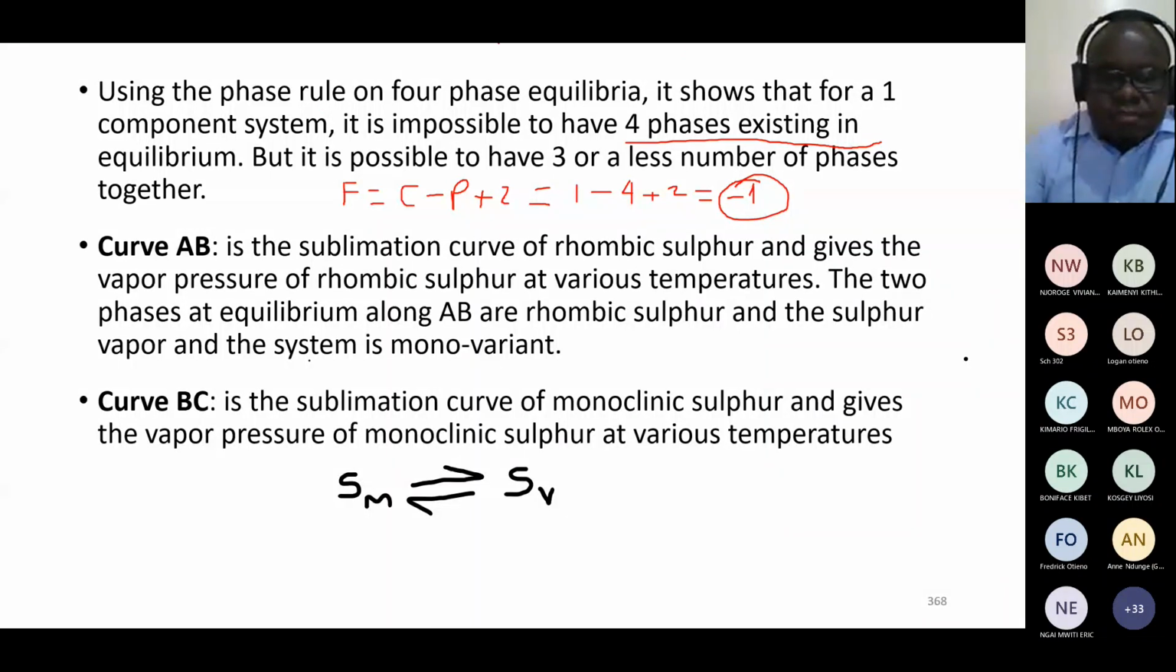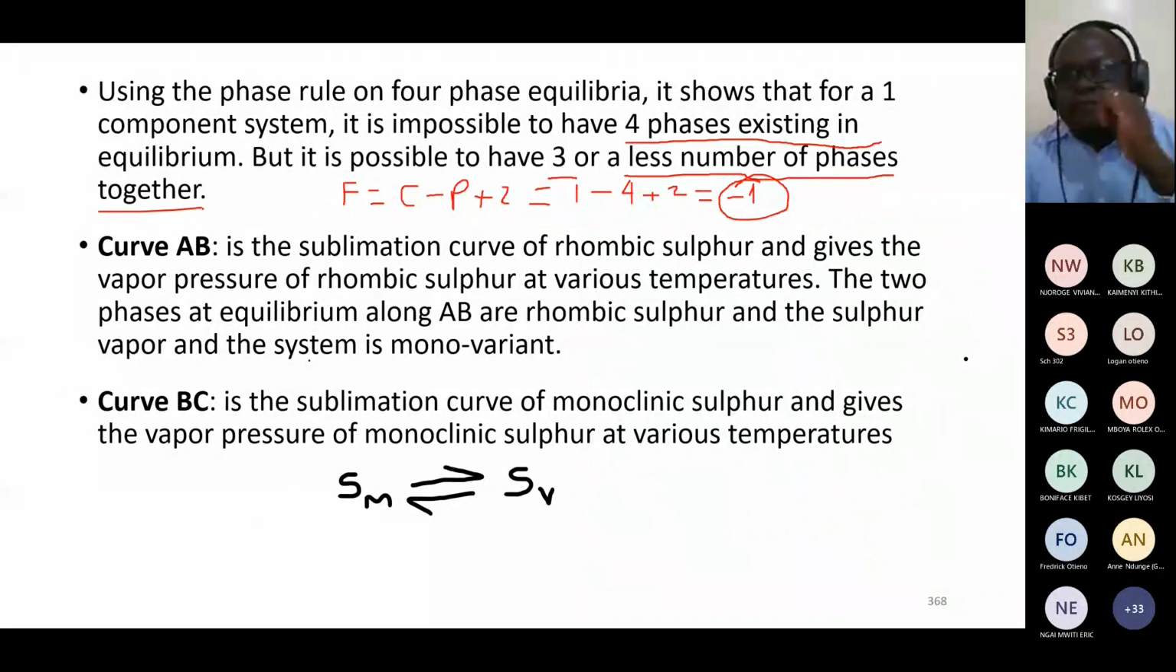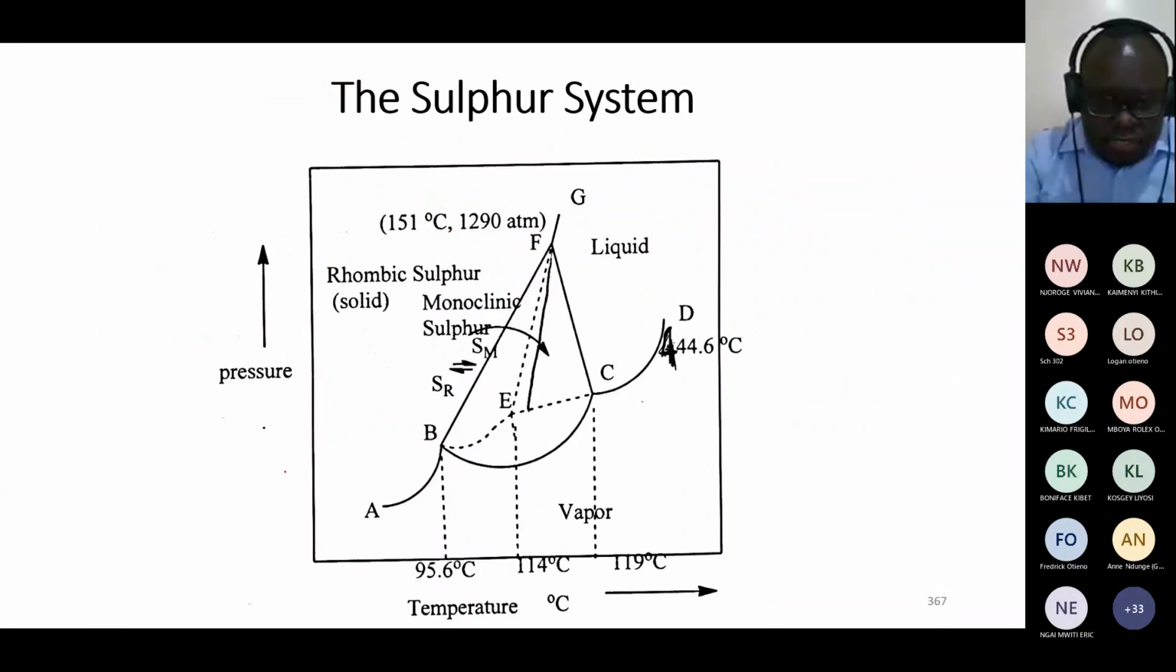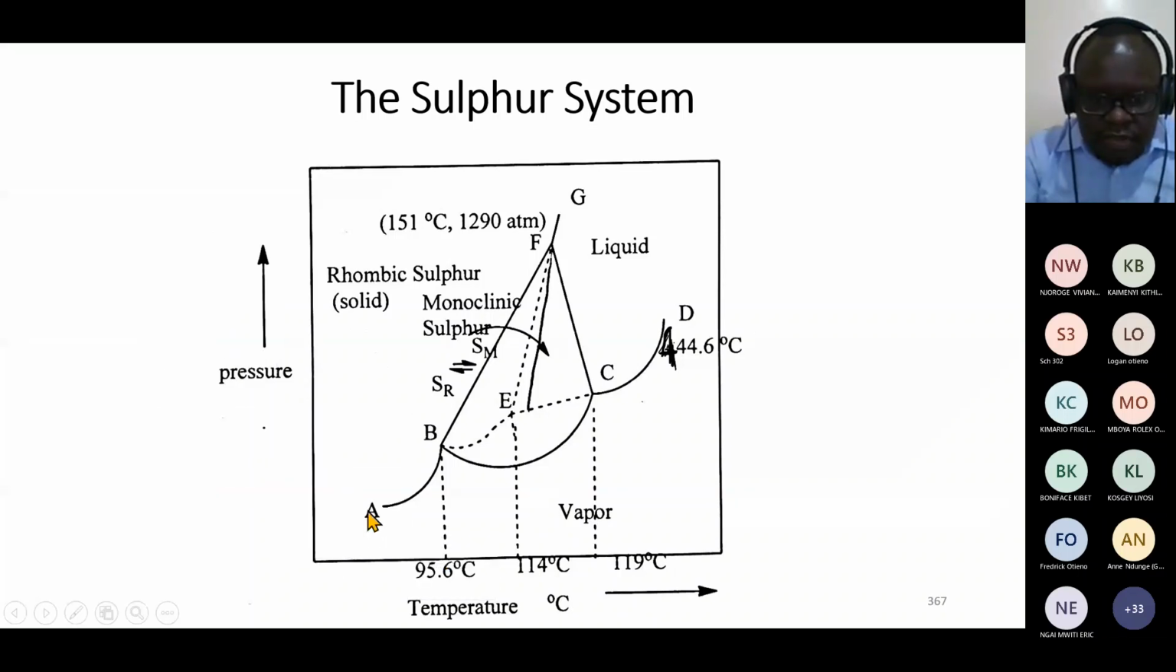But for this system, it is possible to have 3 or fewer phases together. So that means you can have 3 phases being in equilibrium, but not 4 phases being in equilibrium. So let's consider the curves for this sulfur system. We have the curve AB. Notice this one here. This curve AB.